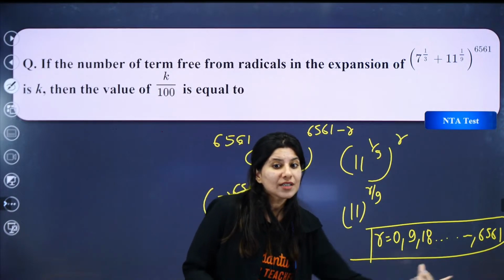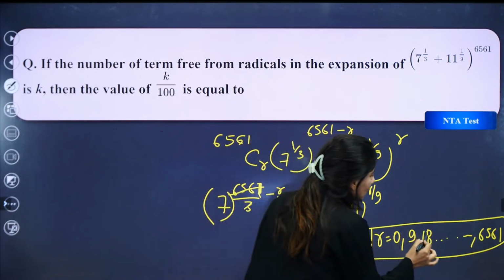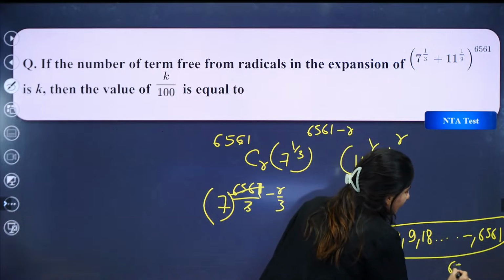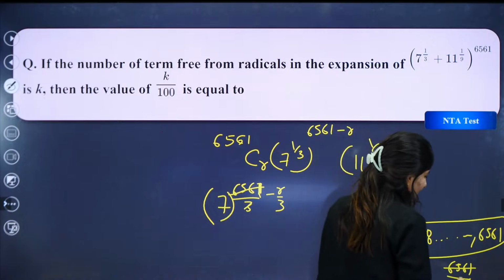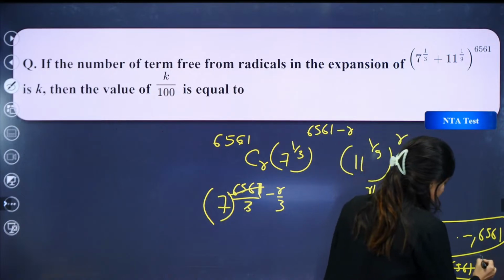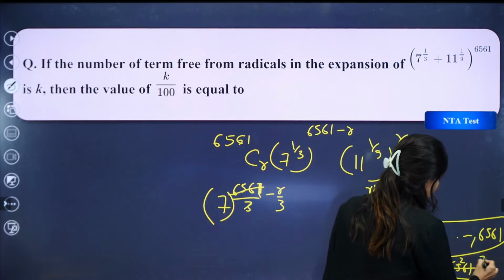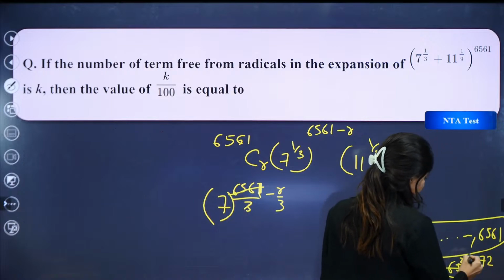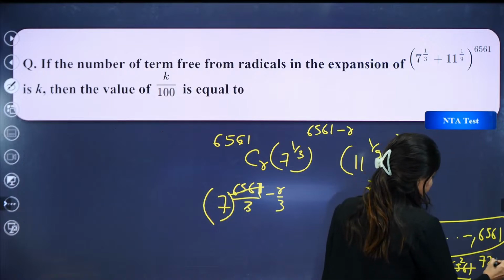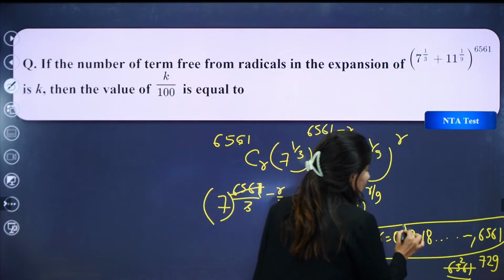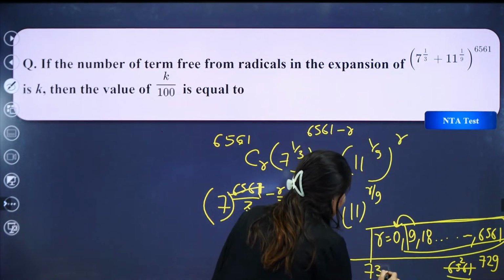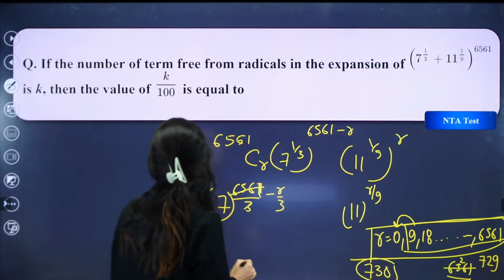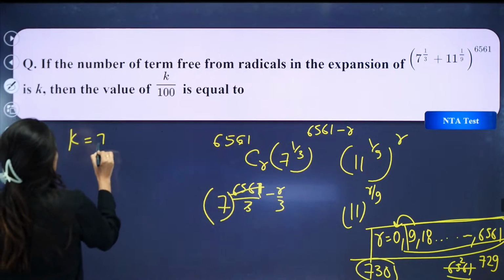So how to count this? Can you see, this is 9 into 1, 9 into 2. So 6561 is 9 into what? 9 sevens are 63, then 9 twos are 18, 18, then we have 8. So 9, 9. So 729. So this is 729 plus 1, 730. Total 730 values of R you can see. So the value of K is 730.